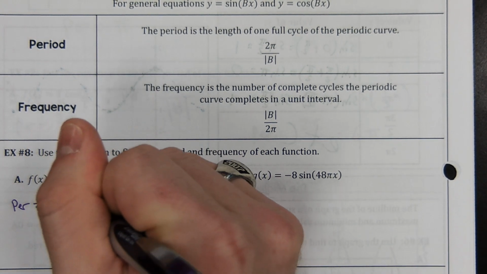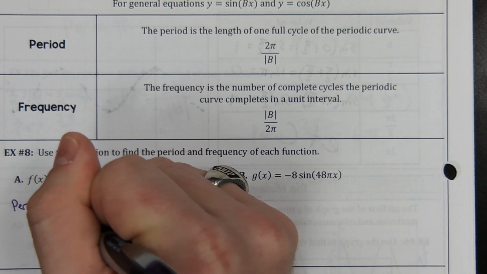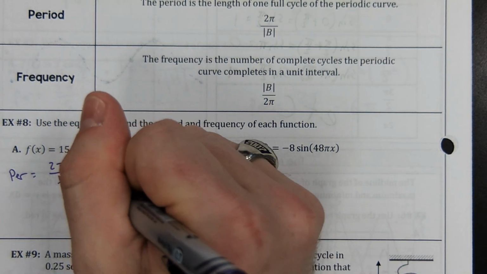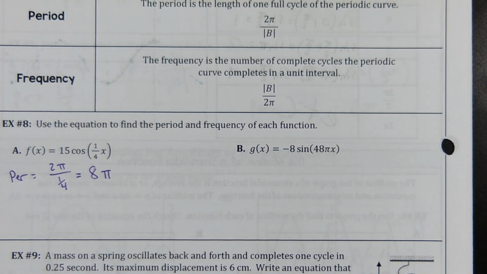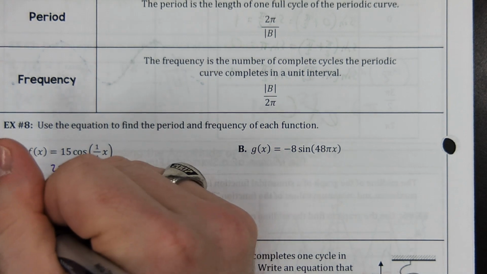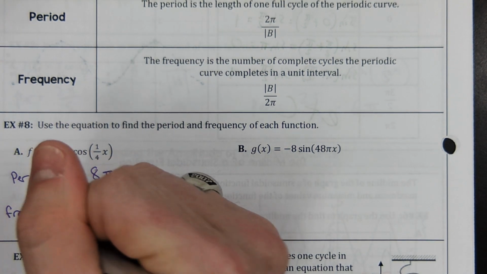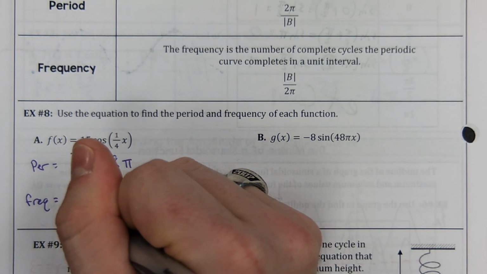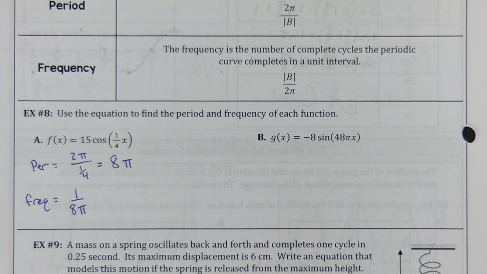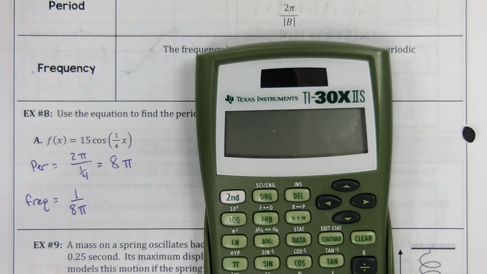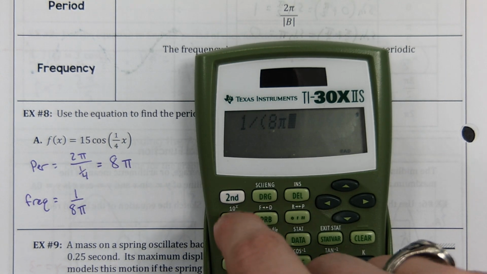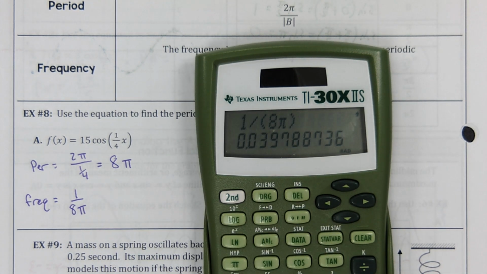Anyway, period length is 2 pi over your b value, but dividing by 1/4 is the same as multiplying by 4, so we get a period length of 8 pi. And a frequency, which I'm just going to write as freq, a frequency of 1 over 8 pi. And without a model, it's kind of hard to talk about what that means. I don't know, what is 8 pi divided by 1, or 1 divided by 8 pi? Okay, that's 1 divided by 8 pi.